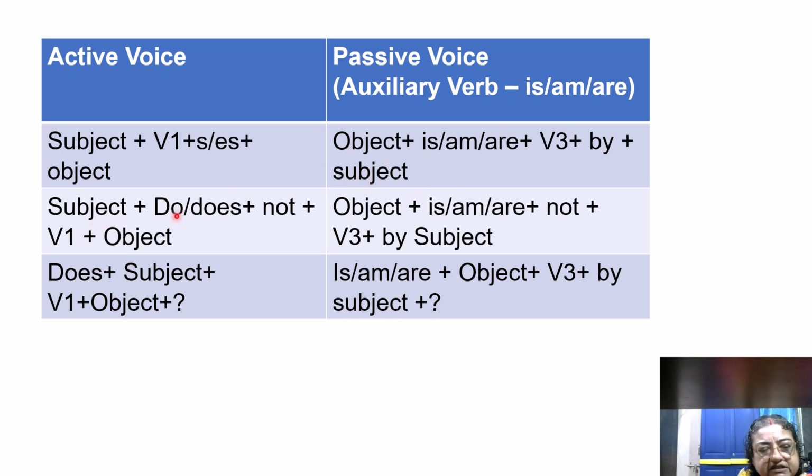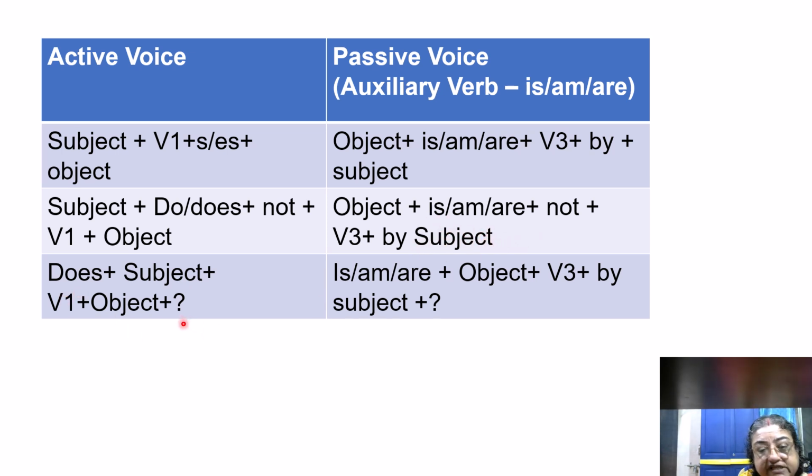Now next is do, does. According to the subject, singular or plural, do or does is used, and if it is a negative sentence, not is used, plus V1 plus object. Now the object comes to the subject position, then is, am, are, plus the negative form not if it is a negative sentence, plus V3. You can use the keyword by, or you may not if it is not required that much. And the subject comes in the object position.